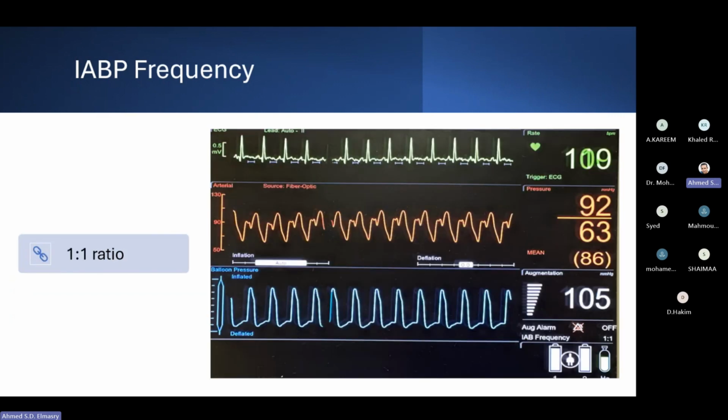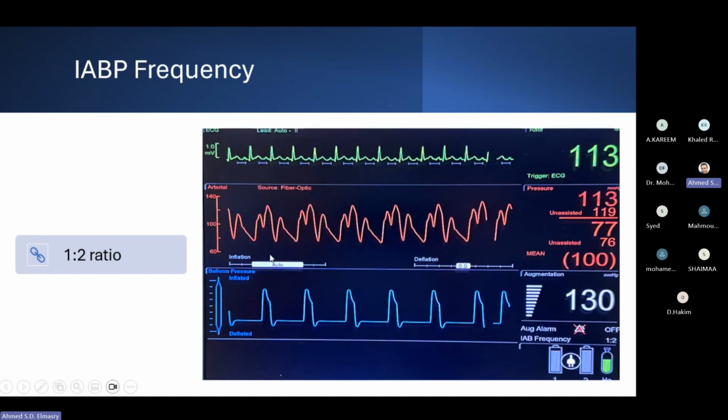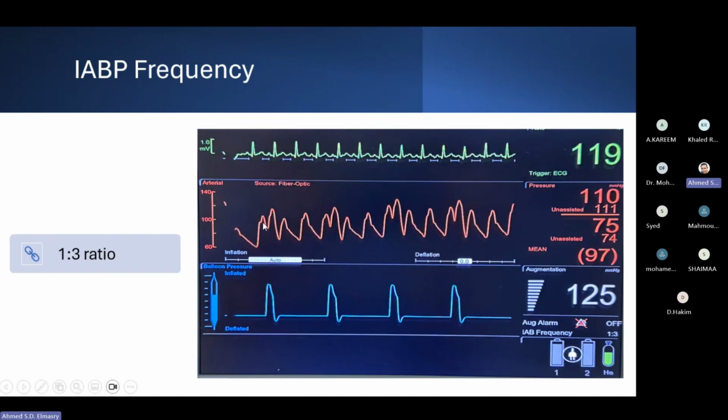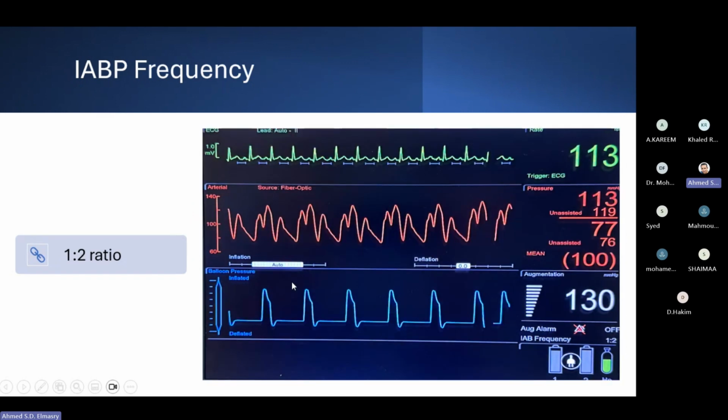This is an example of 1-to-1 ratio. Here each cardiac cycle is supported with the intra-aortic balloon. And here in the 1-to-2 ratio, you see this cardiac cycle showing augmentation of the diastole. The next cycle is not assisted with the balloon. This one assisted, this one not assisted, assisted, not assisted. So this is 1-to-2 ratio. Going to 1-to-3 ratio, this cycle is assisted, and this one and this one are not assisted. This is 1-to-3 ratio. Usually we use the 1-to-2 and 1-to-3 as a weaning mode.